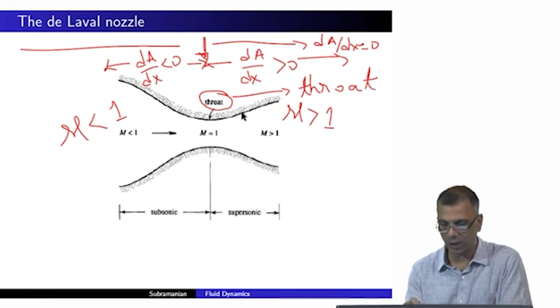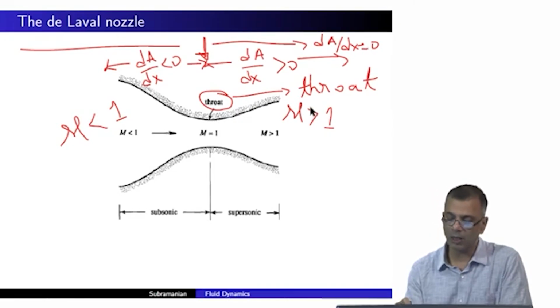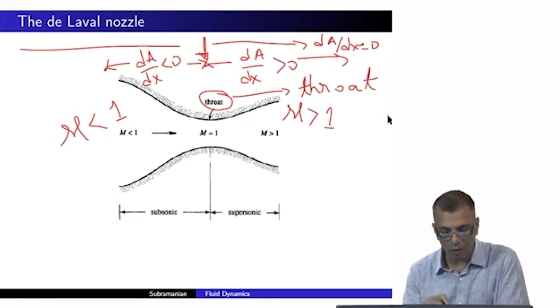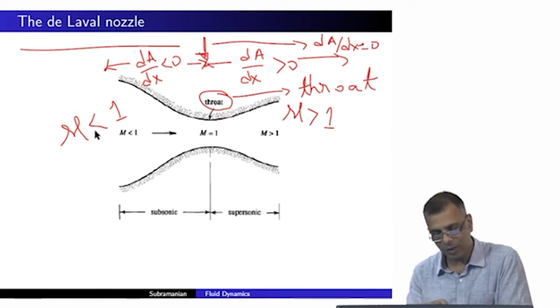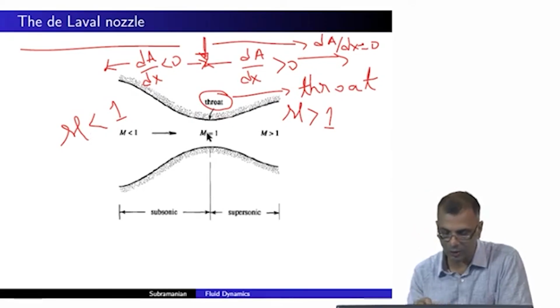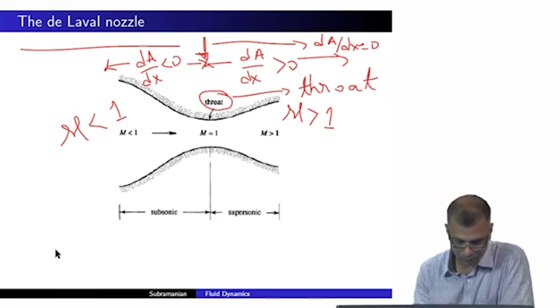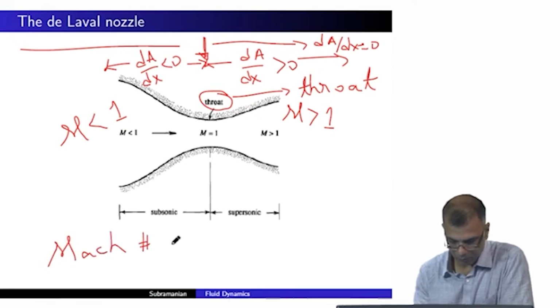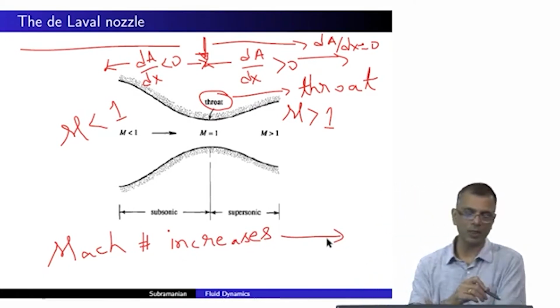And for supersonic flows, the diverging channel is a nozzle. So the flow continues to accelerate and the Mach number becomes larger and larger. So all the way from left to right, the Mach number is increasing. The Mach number was initially less than 1, it passes through 1 and then it becomes greater than 1. All through, the Mach number is increasing.